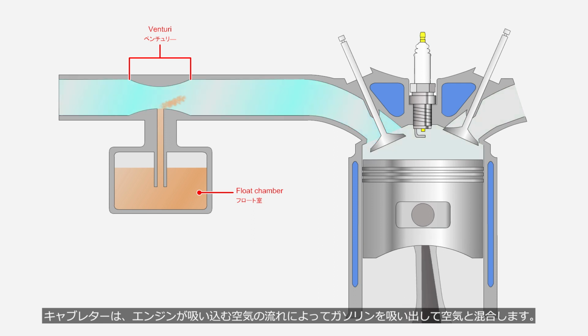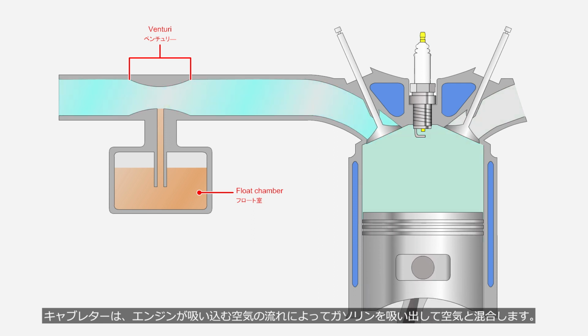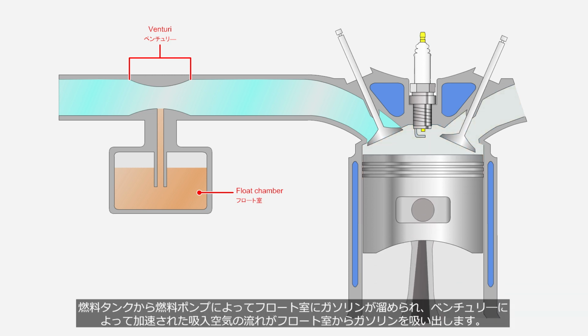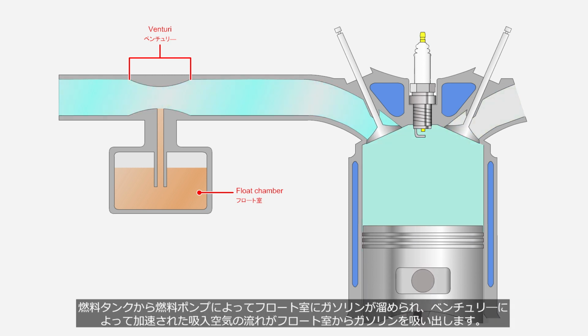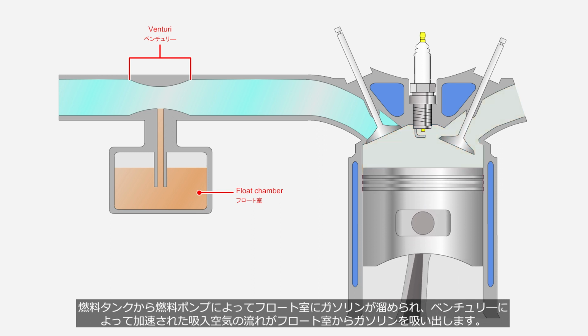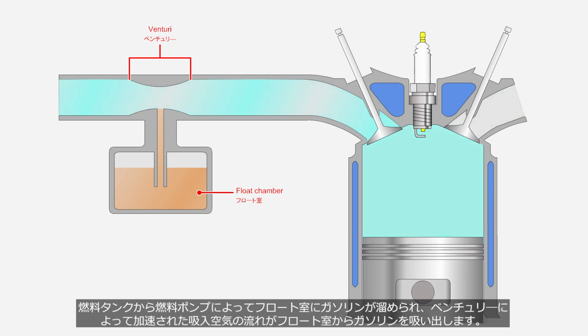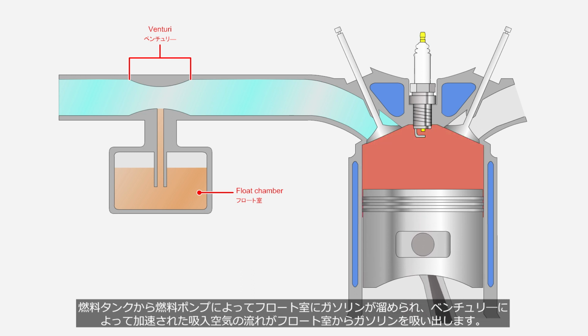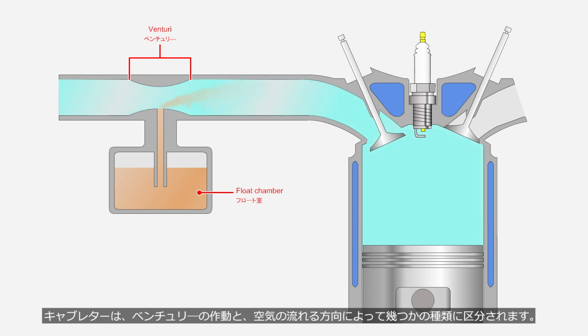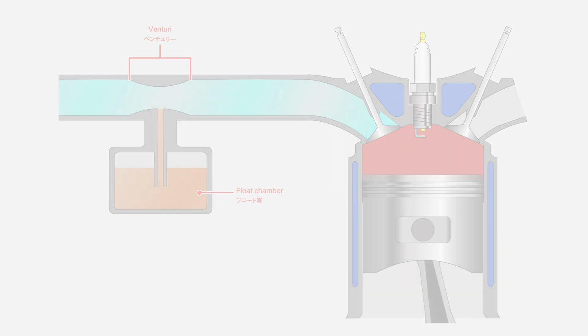The carburetor draws in gasoline by using the airflow that is generated by the engine, and then mixes air and gasoline. The gasoline that is pumped from the fuel tank is accumulated in the float chamber. The air intake flow is accelerated by being passed through the venturi, and it draws gasoline from the float chamber. Carburetors come in different types based on the operation of the venturi and the direction of airflow.